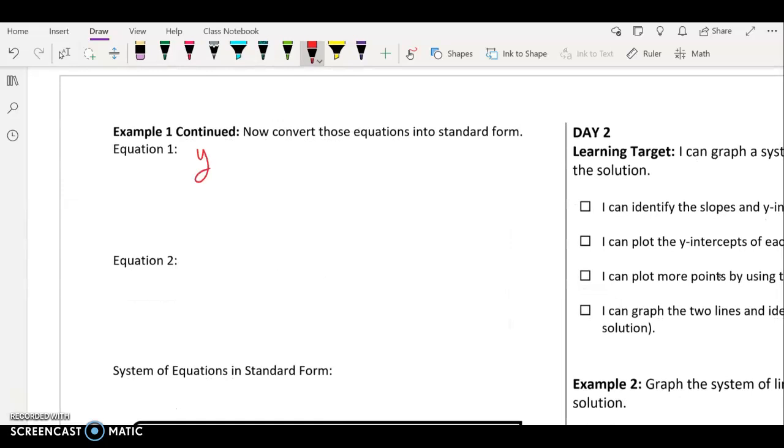Okay, the first one was y equals 5/3 x plus 6. That one was in red, and our second one was green, and it was y equals 1/2 x minus 1. Now take a moment, pause the video, and try to convert both of those to standard form.